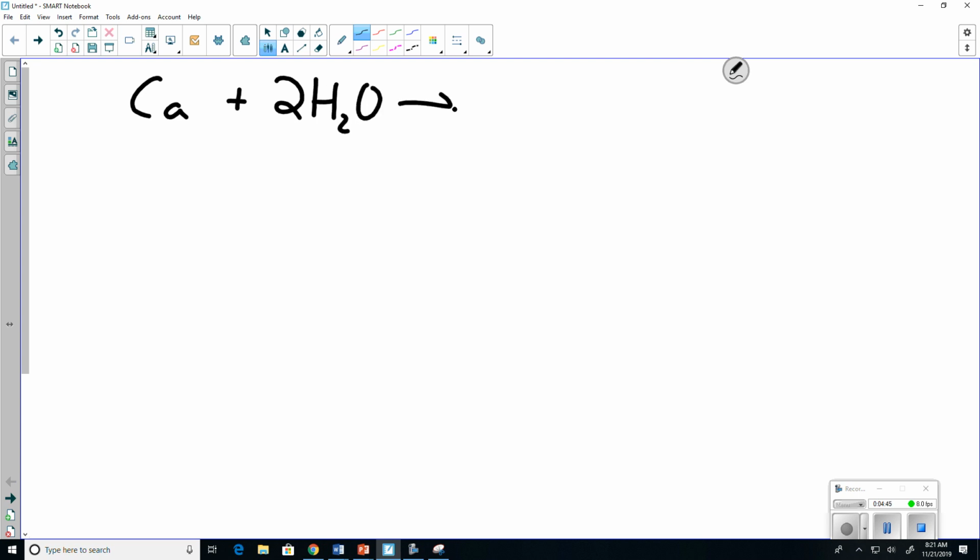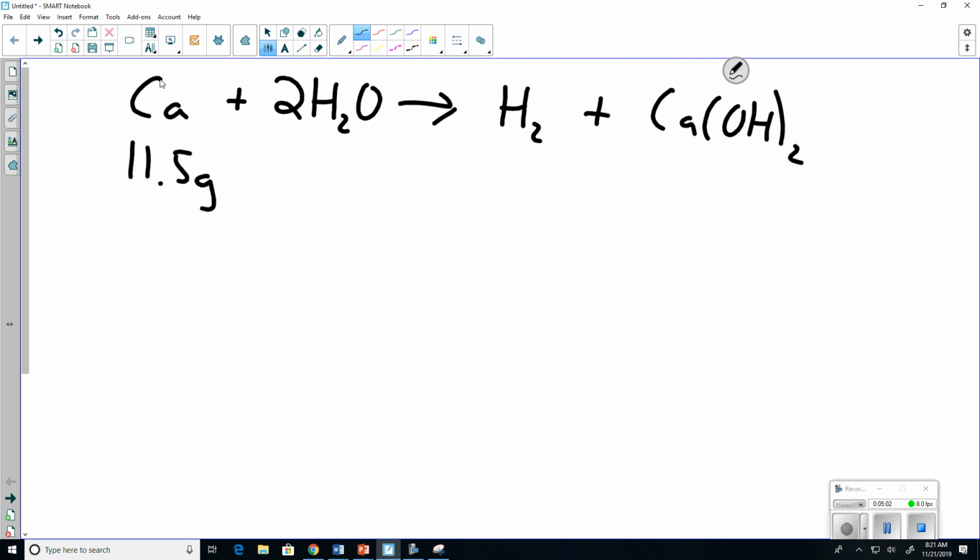I mean, the worksheet that you're going to work on in a little bit, I'm going to have you practice writing the equations. The question gave me 11.5 grams of calcium, and it was asking for how many grams of hydrogen. This is one way that I can just summarize that question right there. Here's what I'm given, here's what I'm solving for.